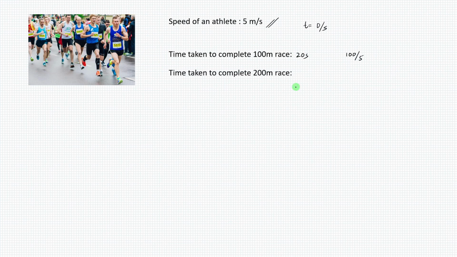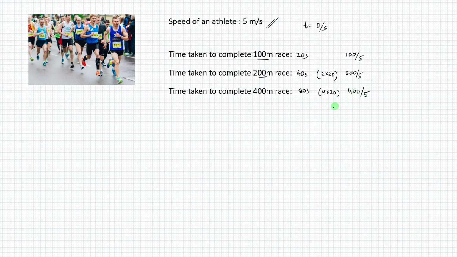For a 200-meter race, it will be 200 divided by 5, so that is 40 seconds. Or I could have easily multiplied, because I'm just doubling the distance, so naturally the time taken also will be doubled. So it will be 2 into 20, right? What will be the time taken to complete a 400 meter race? It's easy, right? You can take 4 into 20, so that will be 80 seconds. Or if you want to confirm, you can take 400 and divide it by 5 and you will get 80 seconds.